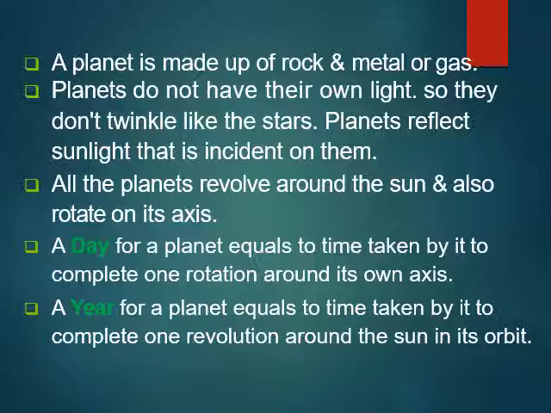All the planets revolve around the Sun and also rotate on their axis. A day for a planet is equal to the time taken by it to complete one rotation around its own axis. A year for a planet is equal to the time taken by it to complete one revolution around the Sun in its orbit.